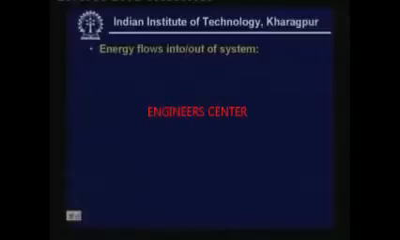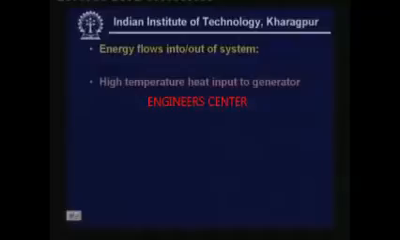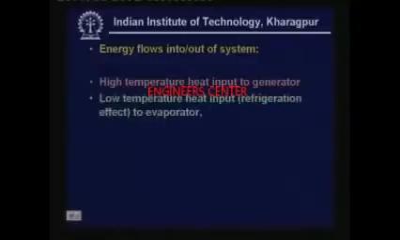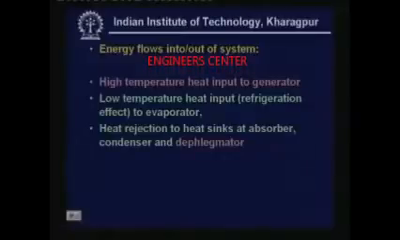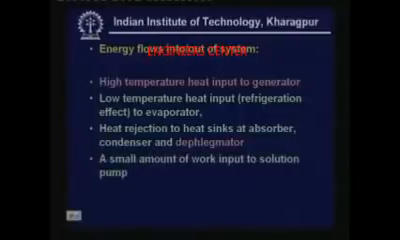So now let me just summarize the energy flows into and out of the system. We have seen that high temperature heat input QZ is given to the generator, and low temperature heat input is given to the system at the evaporator. This is nothing but your useful refrigeration effect QE, and then heat rejection takes place at the absorber, condenser and deflagmator. Deflagmator is a new component here, and a small amount of work input is required to run the solution pump. So these are the typical energy flows into and out of the system.